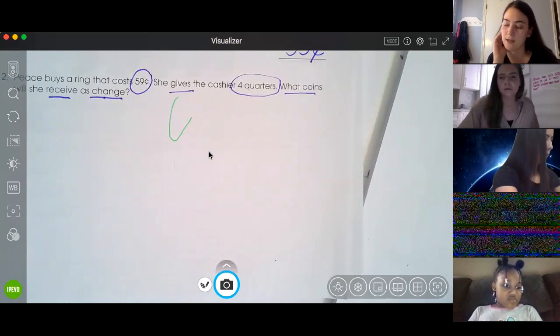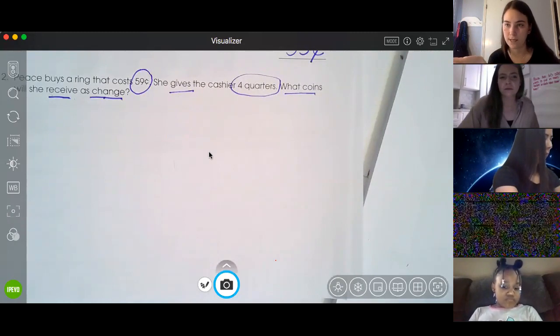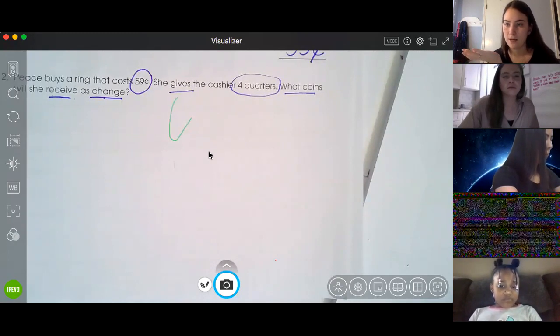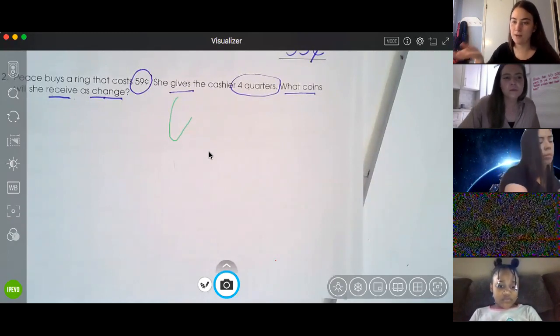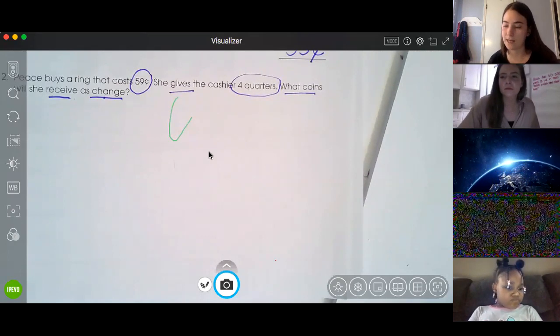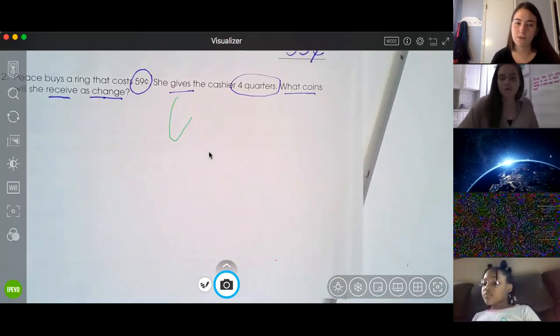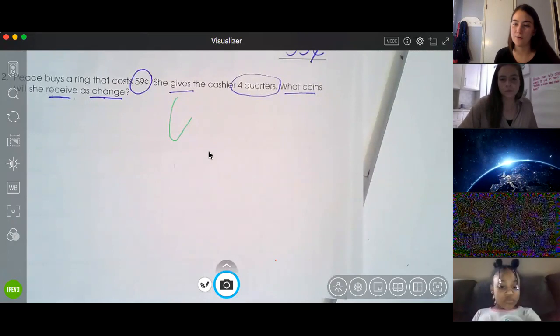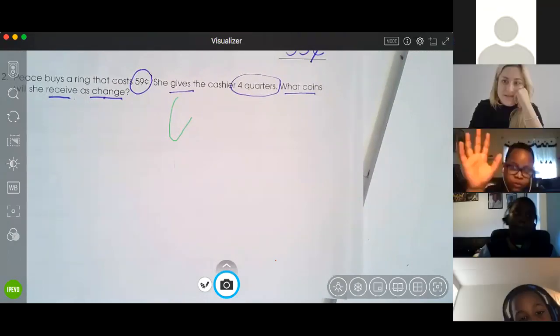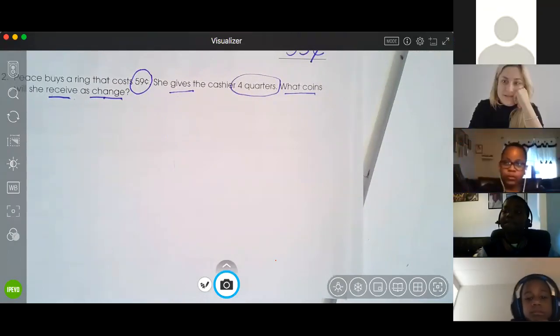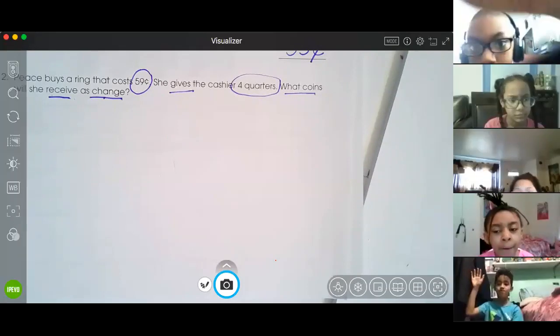Can anyone add on to what Skyla said? So Skyla said that 4 quarters equals $1. You need to add them up. Can anyone add on to what Skyla said? Think about, what is this question asking? What do we need to find out? All right, picking another scholar with a nice strong hand, sitting up nice and tall.